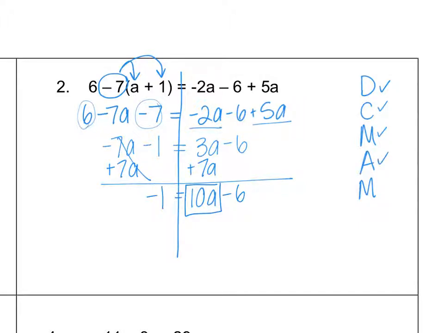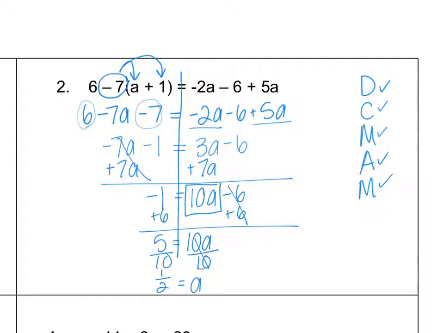Next, can I add or subtract? Yes, I can. I'm going to add 6 to each side. These cancel out. Negative 1 plus 6 gives me 5 is equal to 10a. Last step, I can multiply or divide. Here I'm going to divide each side by 10 to get a by itself. And a is equal to 5 over 10, and if I simplify that, I get 1/2. That's my final answer.